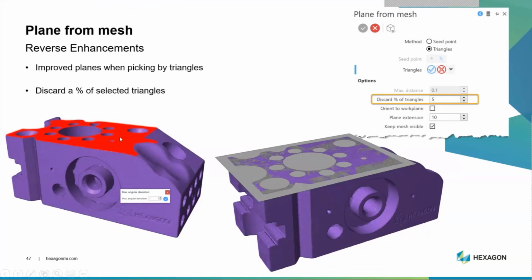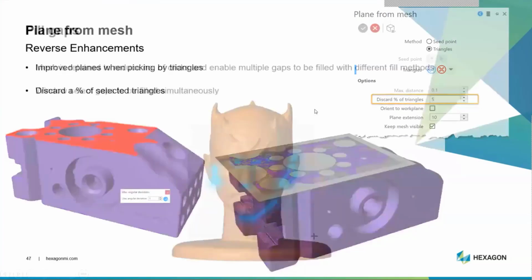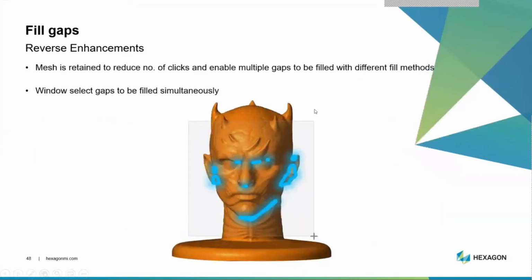And if we discard 5% of the triangles, it means we're only focusing on the planar face or the face that we're interested in, and we get a much better surface result as a result of that. So no extra clicking is really needed, and it's just useful to know about this 5%. Obviously, to turn it off, you just set it to 0.